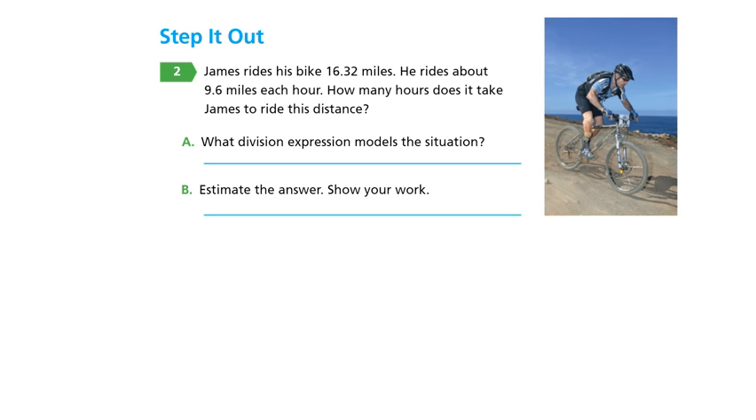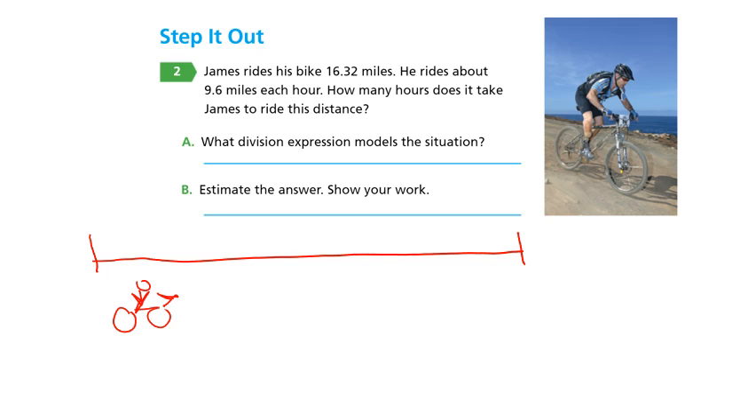James rides his bike 16 and 32/100 miles. He rides about 9 6/10 miles each hour. How many hours does it take him to ride this distance? For this, I want to think about it visually before I even start, just to get an idea of what's happening. So here's James on his cute little bicycle. There's James, hey, I'm riding my bike.